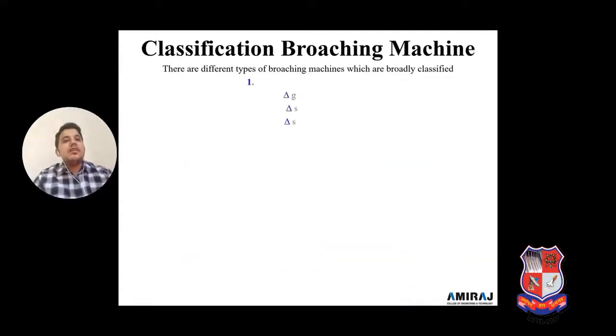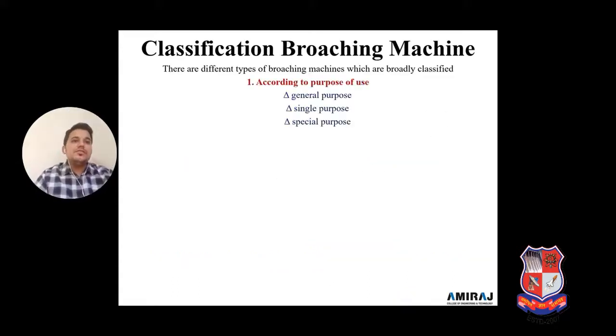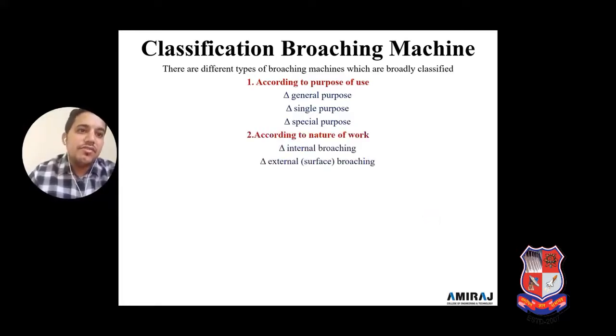Now we will learn the classification of broaching machines. Let's start with the classification according to the purpose of use. So this is the general purpose, single purpose and special purpose. We know very well that all these purposes are there. Second one is according to the nature of work, meaning internal broaching or external broaching. Let's see, according to configuration, it means horizontal and vertical.